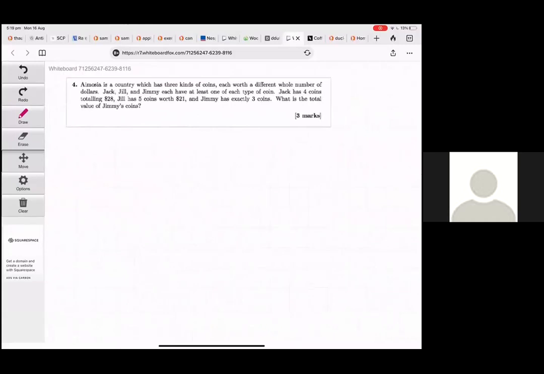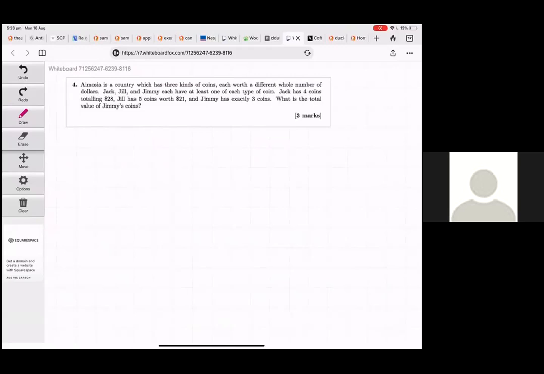Aimosia is a country which has 3 kinds of coins, and they're each worth a different whole number of dollars. And we're also going to assume implicitly that the coins have a positive value, because coins usually do. So Jack, Jill, and Jimmy have at least one of each type of coin. So this is good. It gives us quite a lot of restriction on what their composition of coins can be.